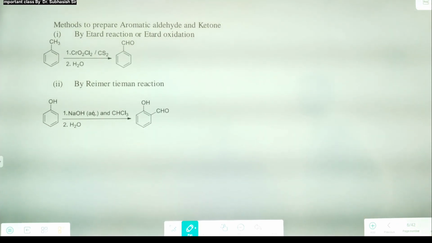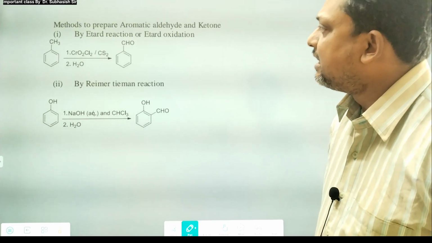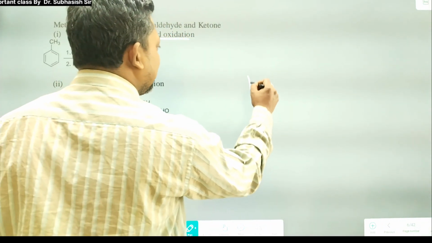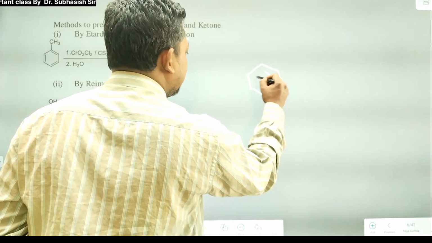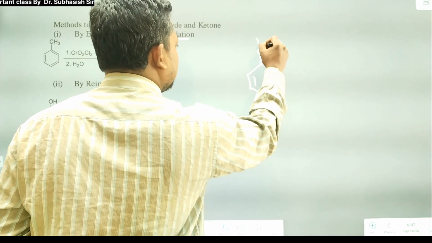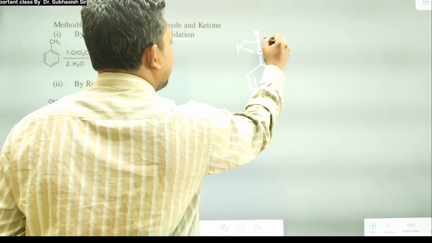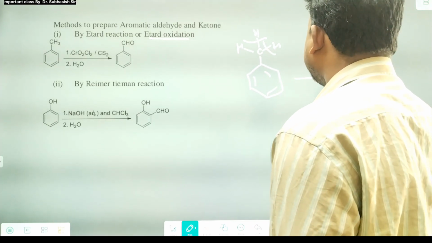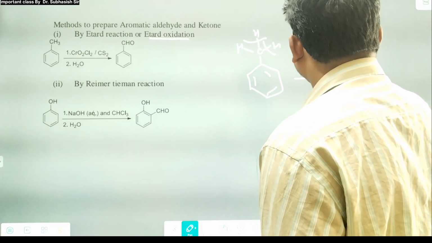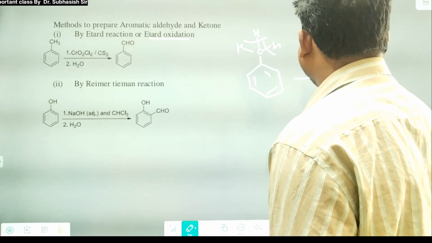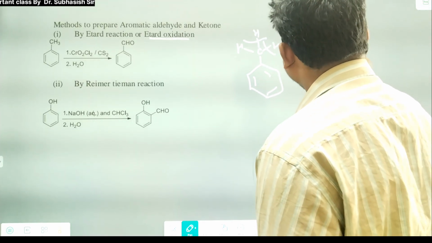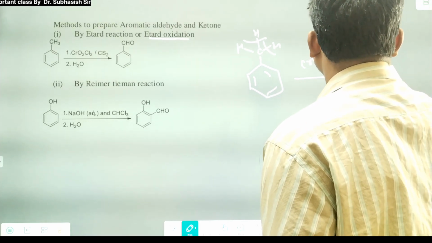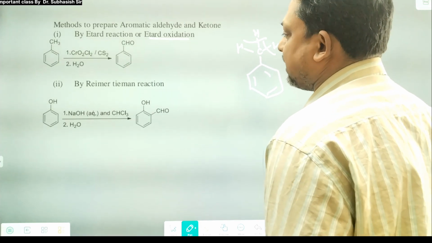So next, this reaction I will not discuss in detail. This is called Etard reaction or Etard oxidation, where you can clearly see that this CH3 group will undergo cleavage. Both these CH bonds will undergo cleavage in the presence of a strong oxidizing agent. This is called chromyl chloride. So these two bonds will break and you will get a what? You will get an aldehyde. So this is called benzaldehyde.